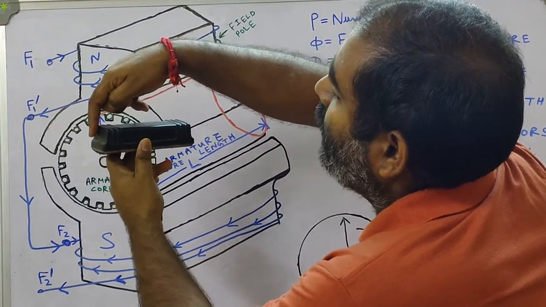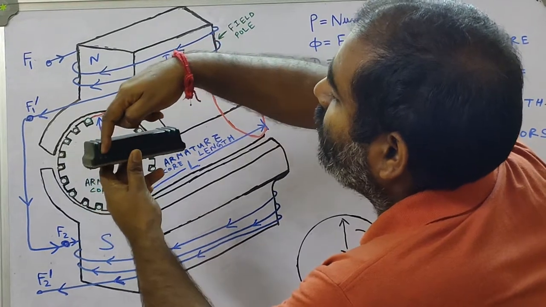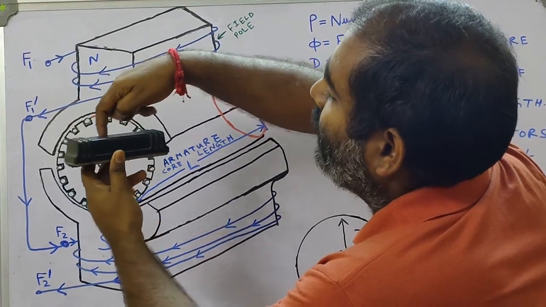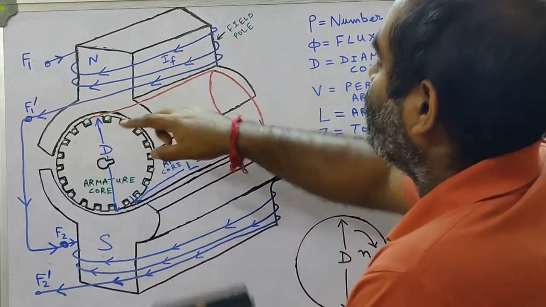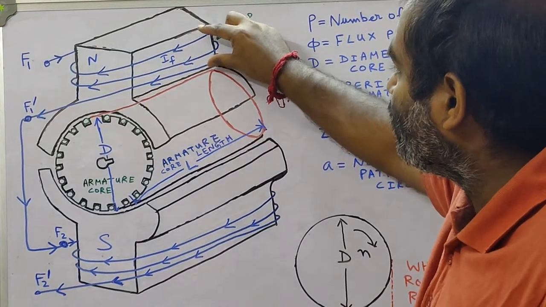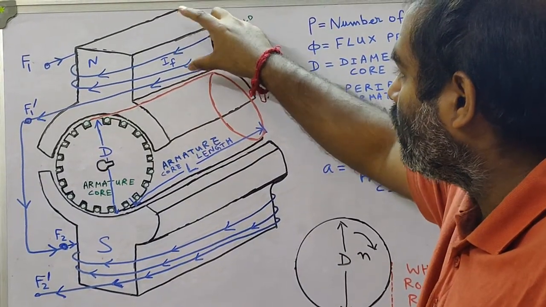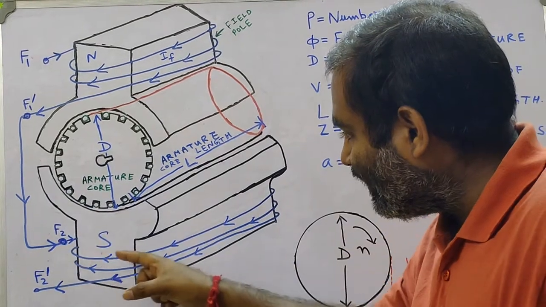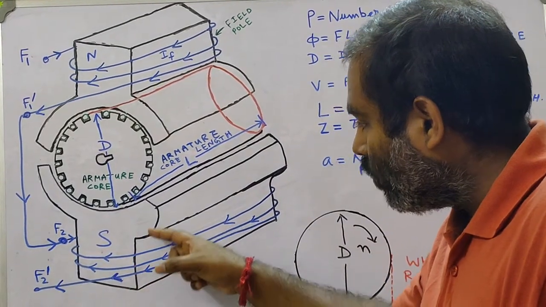So this is 1 turn. Again from behind, it is coming to the front. So this is 2nd turn. Again from behind, it is coming to the front. So this is 3rd turn. So you see there are 3 turns in the top pole. And likewise, you will find that there are another 3 turns at the bottom pole.